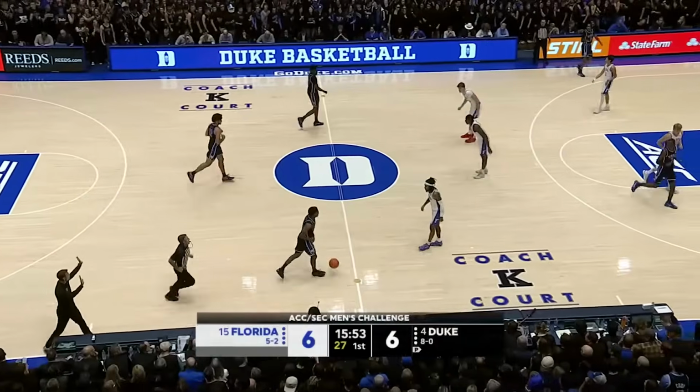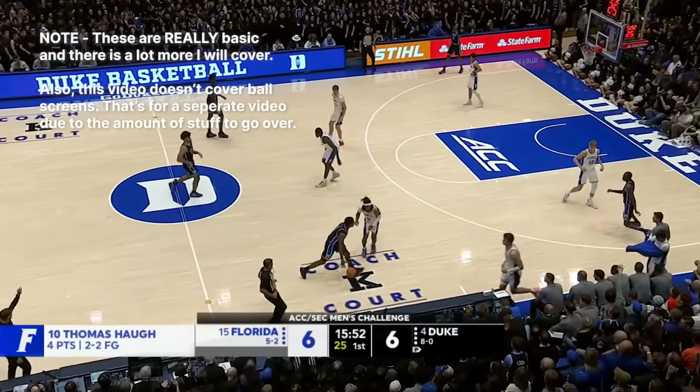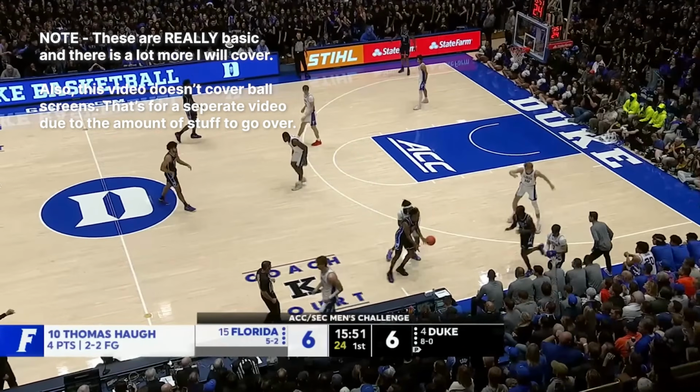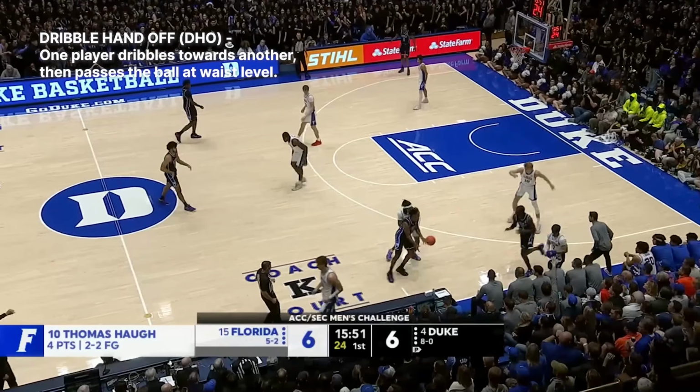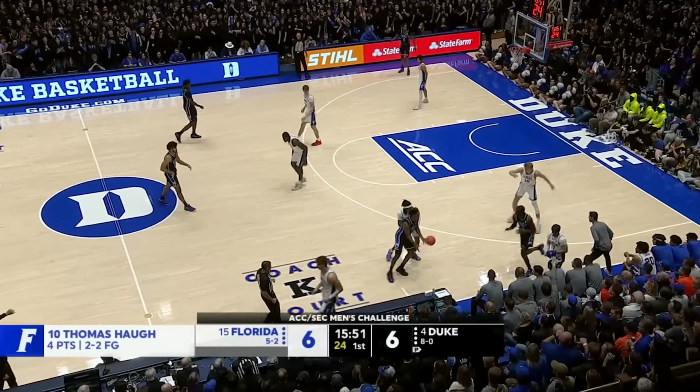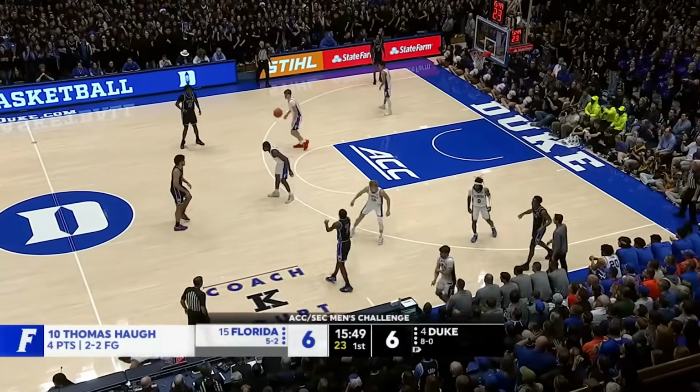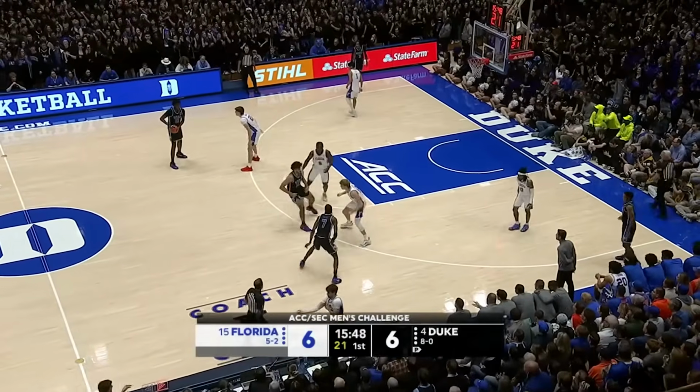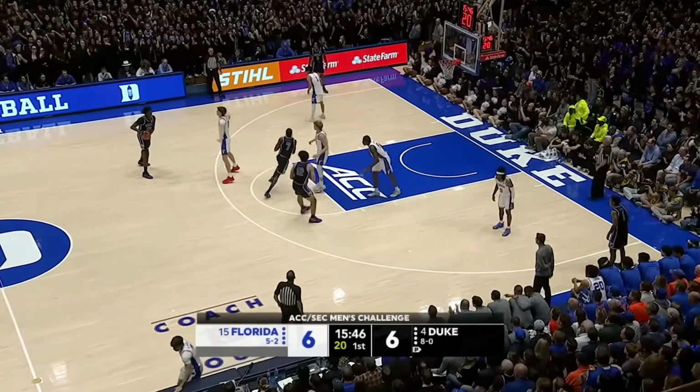Alright, so I want to start us off just by going over some of the basic actions from this Duke versus Florida game. So this is going to be one of the most common parts of a play, this dribble handoff, or DHO for short. As one player has the ball, another player will run by them and collect the ball. The purpose of this is to get a run up into the ball without having the defense look at you while you're doing it. Then when you have momentum, you can attack the defense.